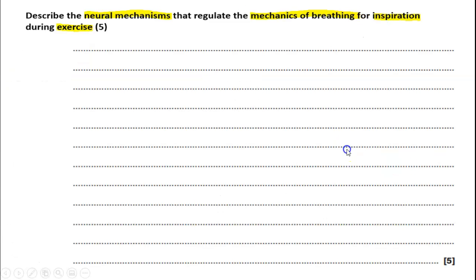Okay, so if we move on from there then. Right, describe the neural mechanisms that regulate the mechanics of breathing for inspiration during exercise. Now, I'm hoping people feel they can have a decent go at doing that. Okay, so I've said there, neural mechanics of breathing, inspiration, exercise. You've got all the big words there. I mean, look at the amount of annotations. If you weren't switched on, that could cause you problems.